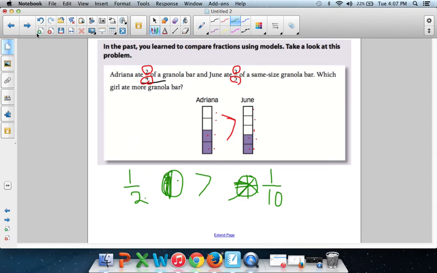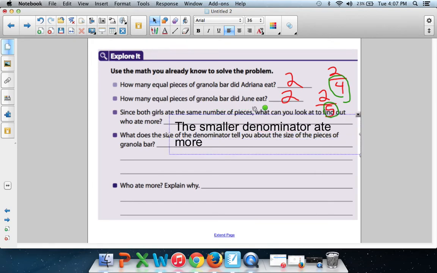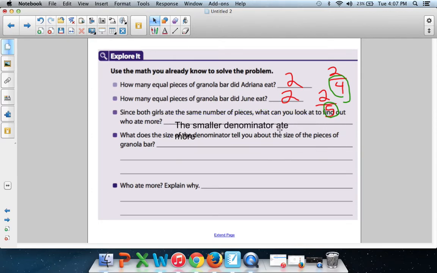So what can you look at? Since both girls ate the same number of pieces, what can you look at to find who ate more? The smaller denominator ate more. There you go. Simple as that. The smaller denominator ate more.